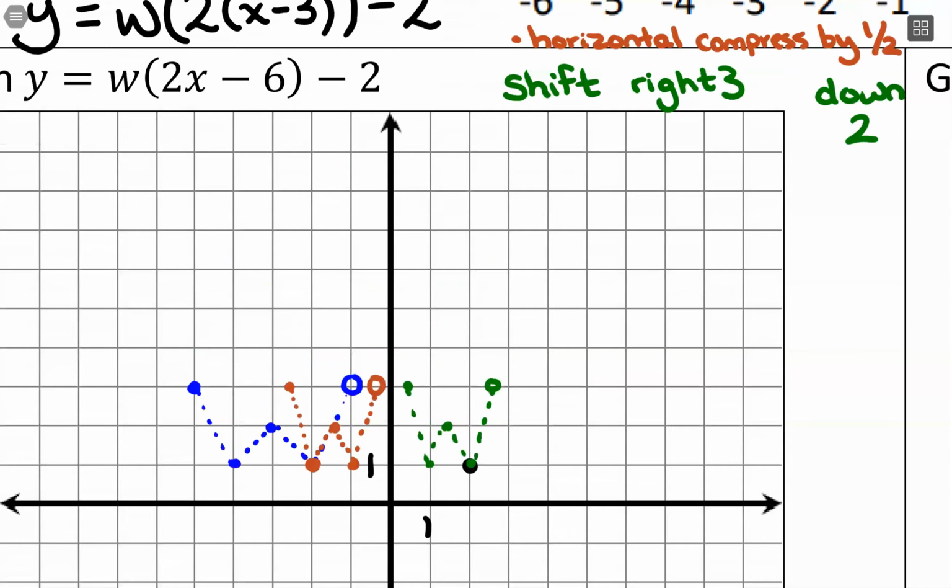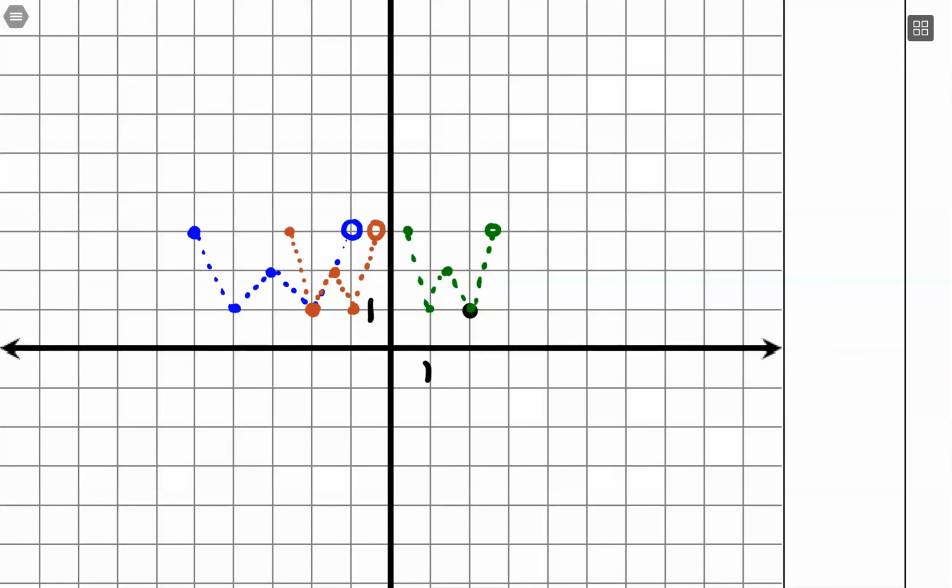Okay, now we'll go down 2. So 1, 2, for each point. Just going to make that clear that that's an open circle there. Alright, there's where our function ends up. So, compress by a half first, then move right 3 down 2, and that's where our function ends up.